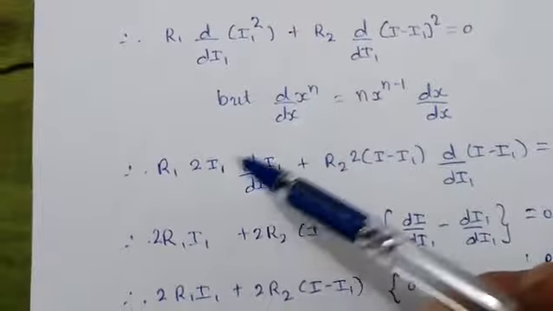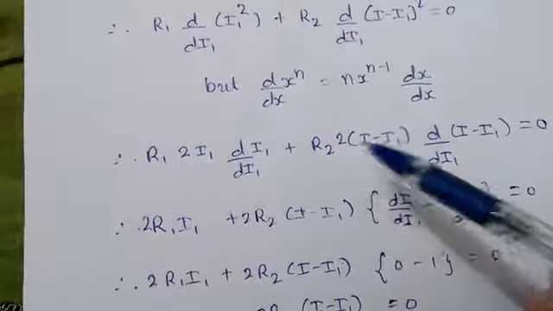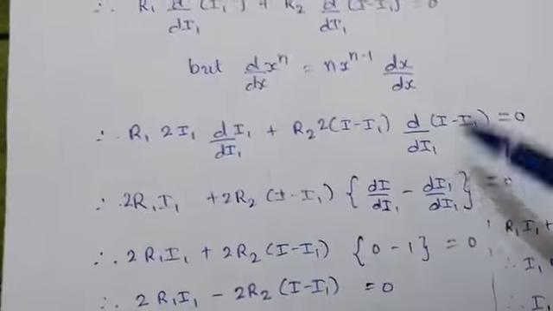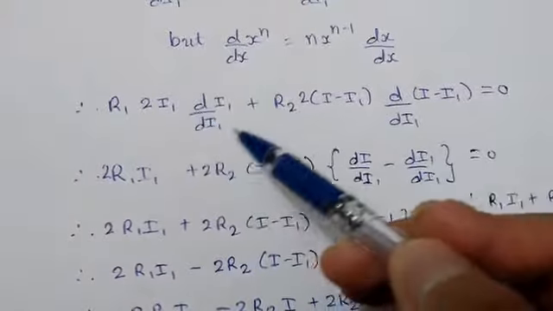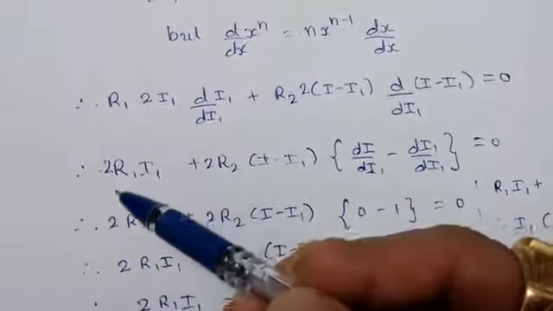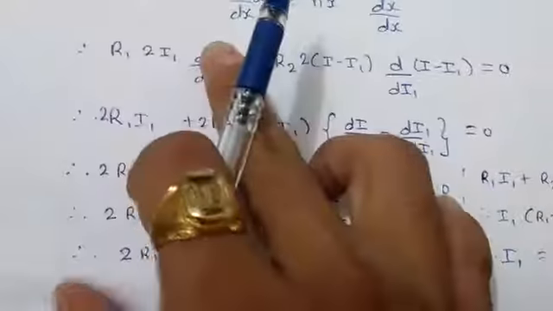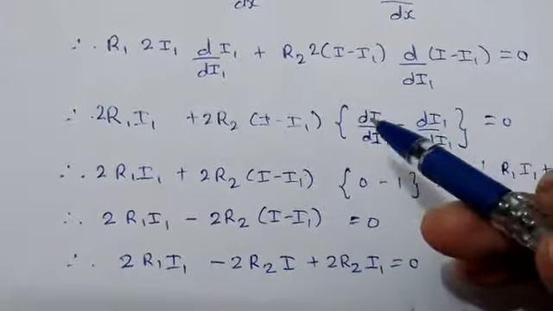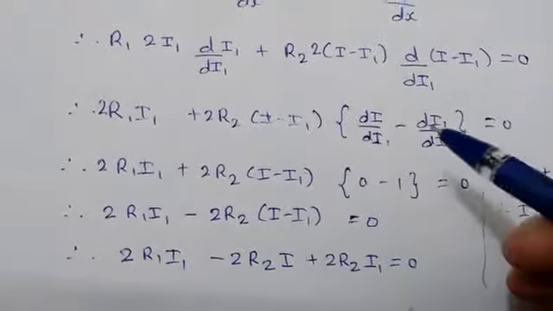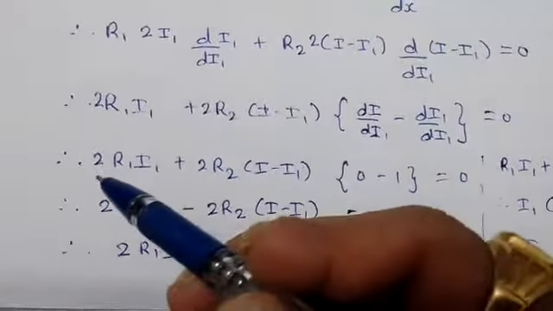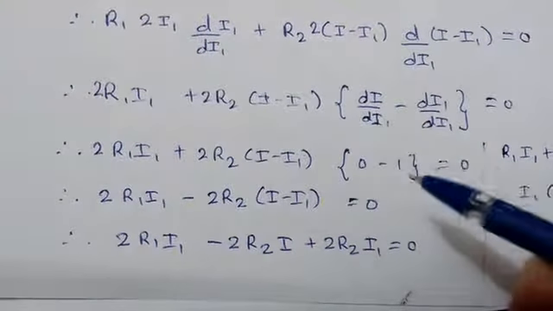I1 square is there, that's why it is going to be 2 I1 d by dI of I1 plus r2. Here it is (I minus I1) whole square, that's why 2 times (I minus I1) multiplied by d by dI1 of (I minus I1), and that is equal to 0. d by dI1 of I1 is going to be 1, that's why that equation will be 2r1 I1 plus 2r2 (I minus I1), and then differentiation of I, so d by dI1 of I minus dI1 by dI1. d by dI1 of I is equal to 0 and dI1 by dI1 is 1.